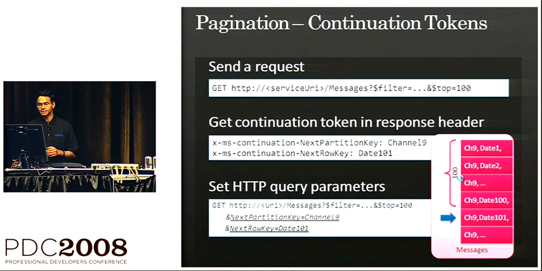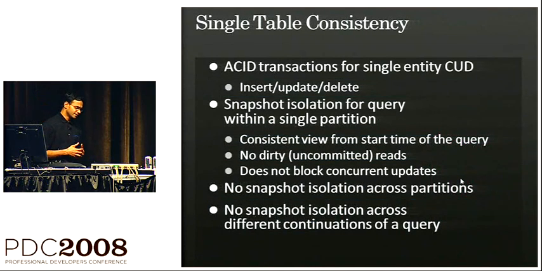Finally, let's go into the issue of consistency. Windows Azure tables provide ACID transactions on updates for a single entity, and that automatically means it's a single partition in a single table. So inserts, updates, and deletes are the standard ACID transactions that you expect. On the other hand, for queries, we have something called snapshot isolation within a single partition and a single query.